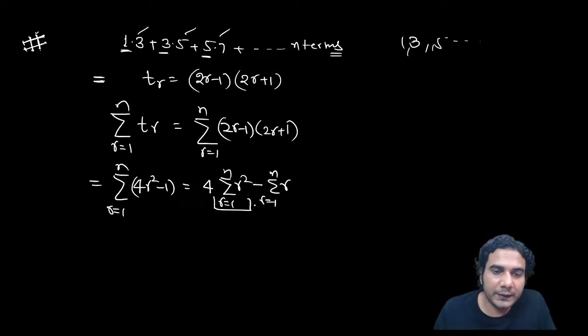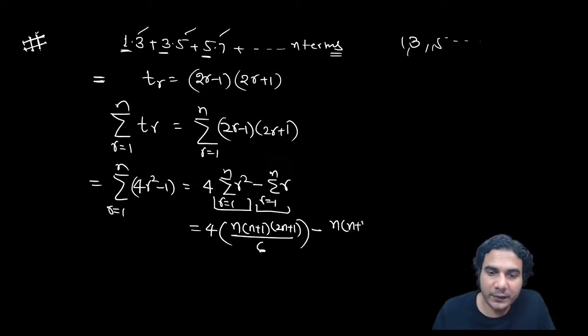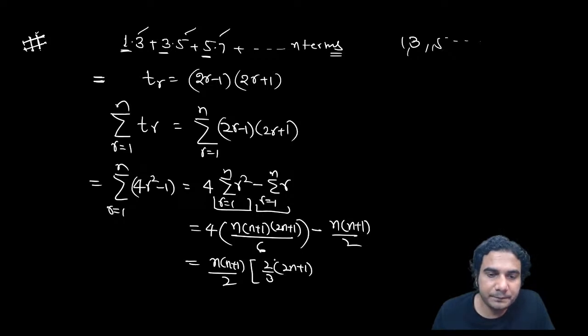Then put the values of sigma of r square and sigma of r. Sigma of r square is nothing but n into n plus 1 into 2n plus 1 divided by 6, minus sigma of r, which is nothing but n into n plus 1 by 2. Then you can take common and simplify it and get your answer in simplified form. Although this is the answer, you can further simplify it. So it is n into n plus 1 by 2, which is common, and then you can write 4 by 3 of 2n plus 1 minus 1, this will be the remaining thing.